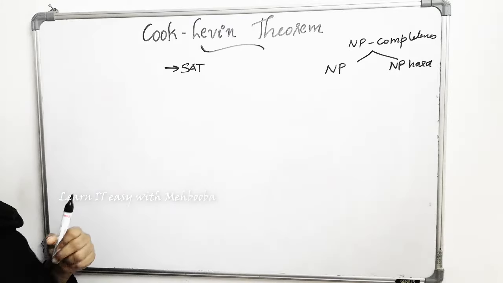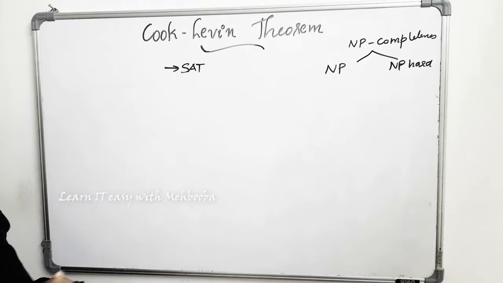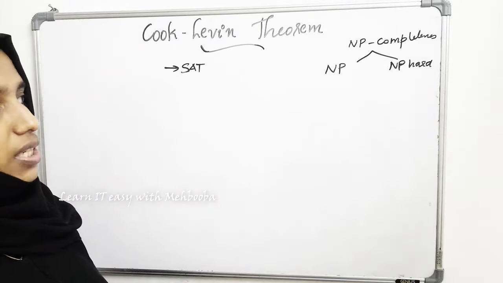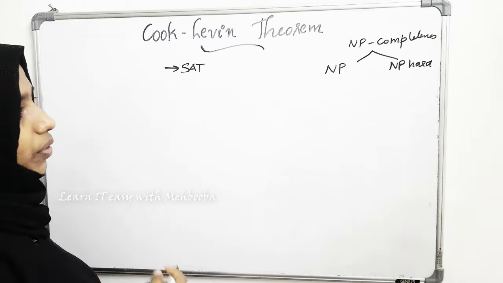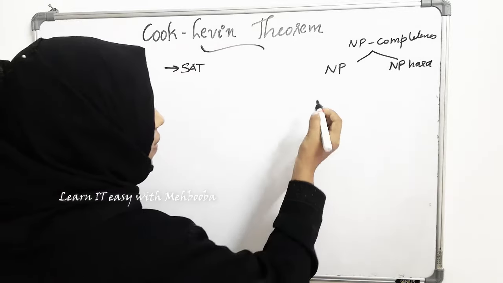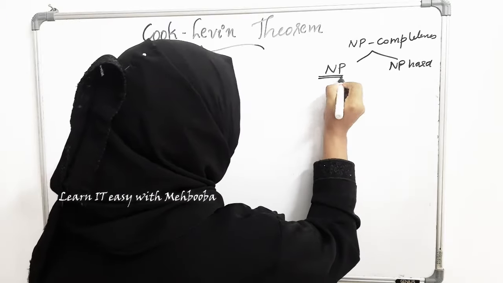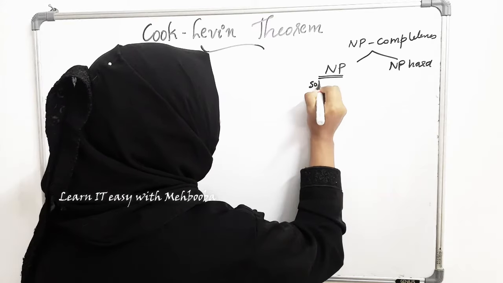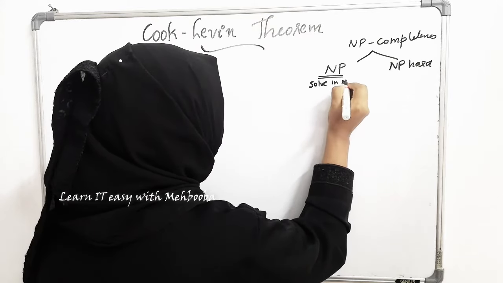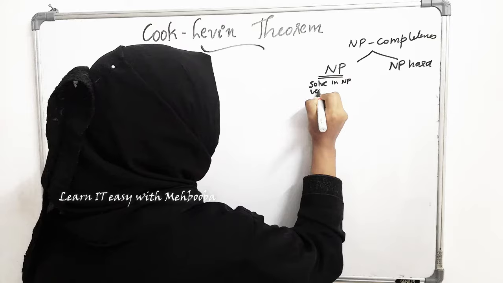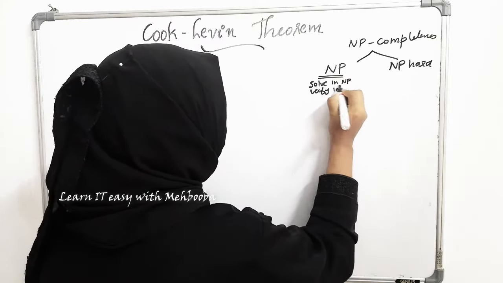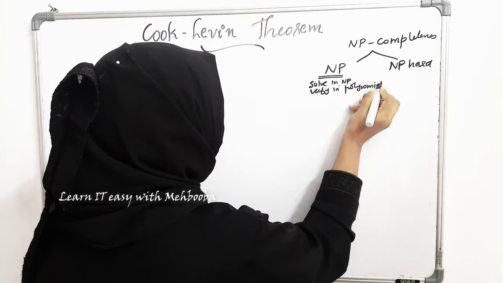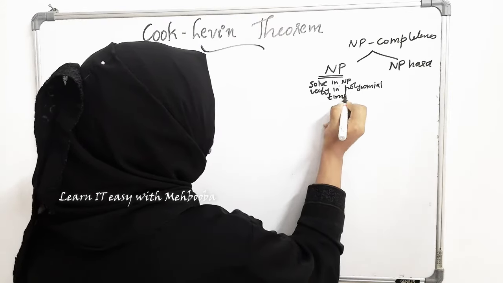So SAT is, as I told, a satisfiability problem. To prove that it is NP complete, it should be NP first and then NP hard. So we will address the first criterion, that is, it is NP. NP means it should be able to solve in non-polynomial time and verify in polynomial time. Verification in polynomial time. So these are the conditions for NP problems.